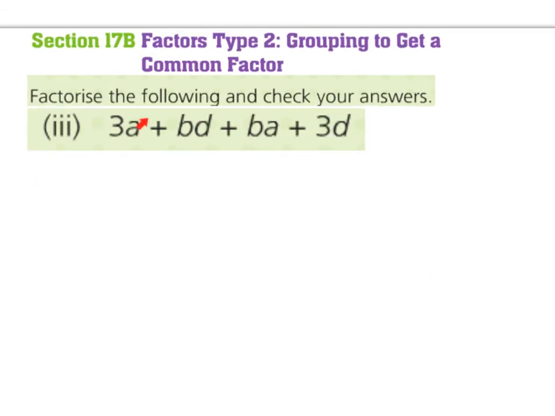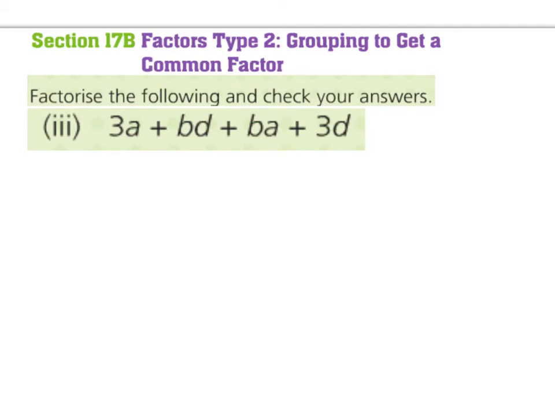Factorize 3a plus bd plus ba plus 3d. Now this question, we have to do something else compared to the last two. So hopefully you can spot it. So what we had done in the first 2 questions was we factorized the first 2 terms. But hopefully you realize there is no common factor. And likewise, there's no common factor with the last 2 terms. So we're going to have to rearrange them.